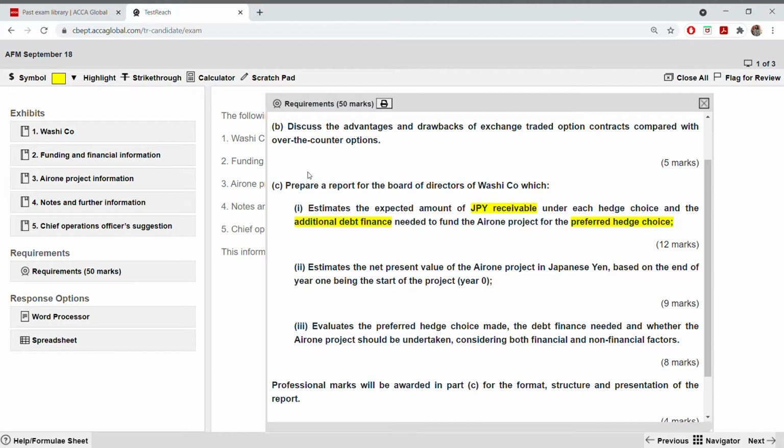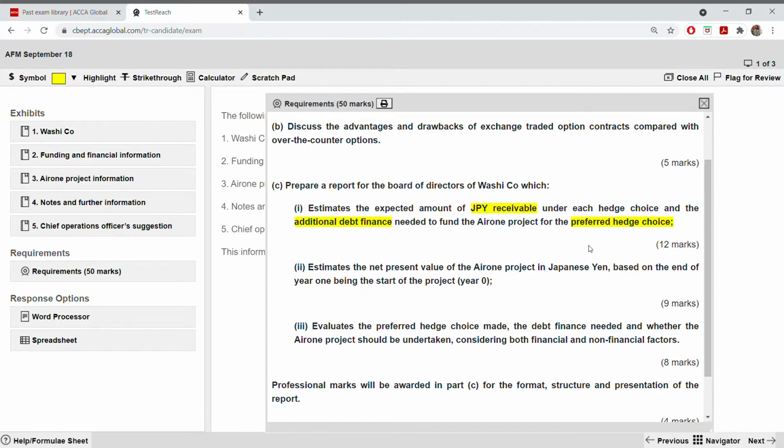We don't know how many hedge choices there are. Whatever is there, out of the methods you have to choose one. One is required. Based on that only, you'll be able to calculate how much additional debt finance is required. That means you have to choose one. So this word, the preferred hedge choice, tells you that you need to choose one. Based on that, your additional debt finance will change.